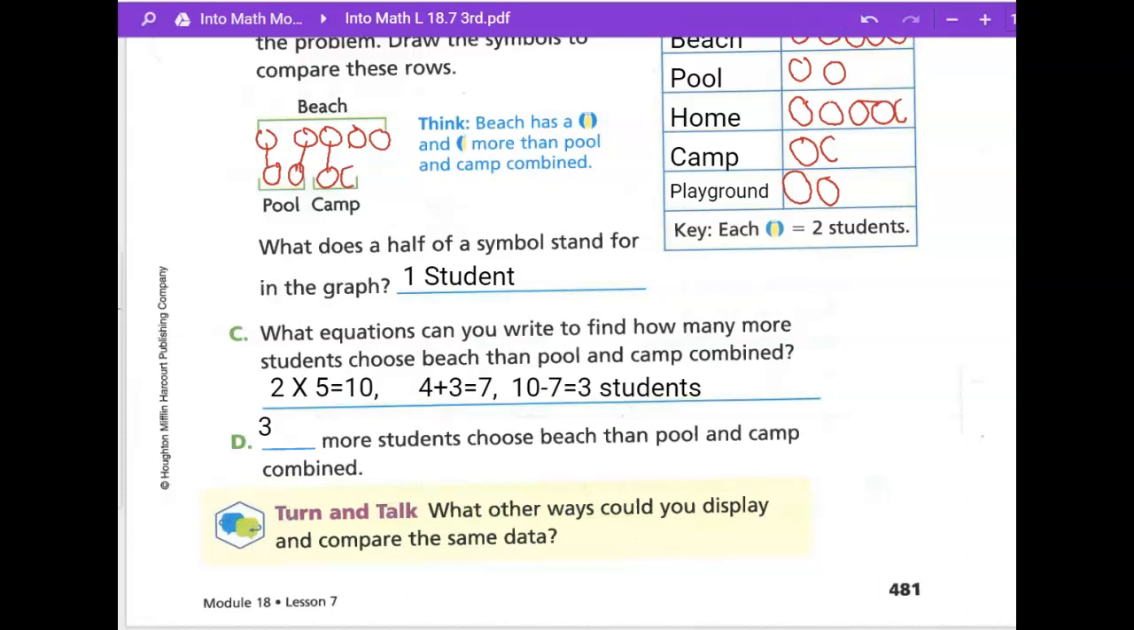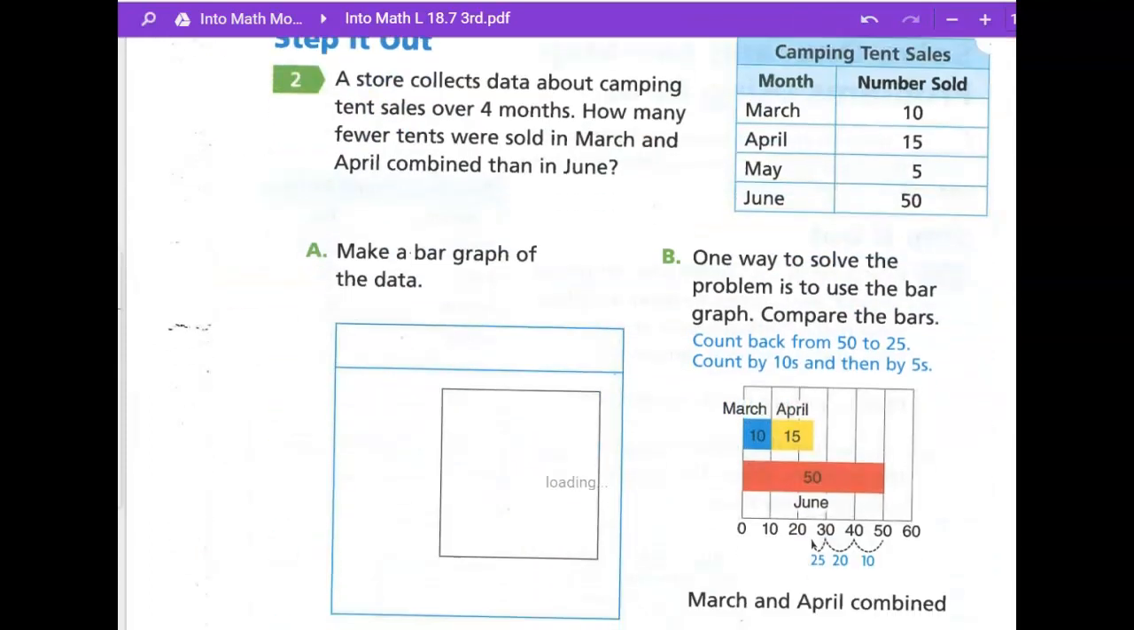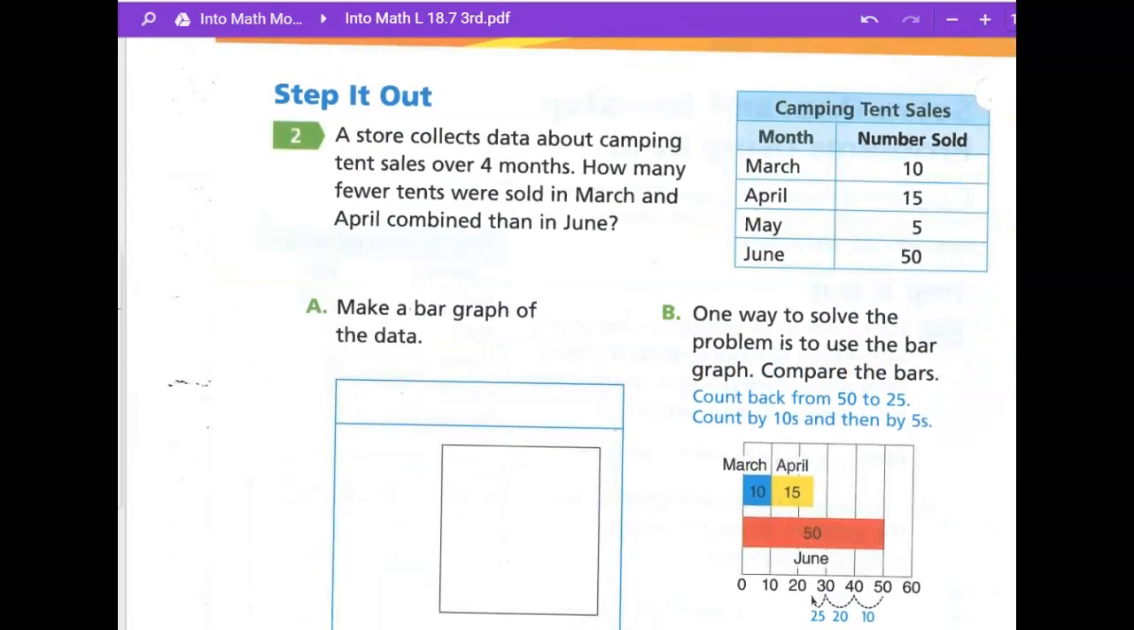Let's go ahead and flip to our next page. What kind of graphs are we looking at on our next page? What kind of graphs are those called? Bar graphs. A store collects data about camping tent sales over 4 months. So tents that you would take camping. And how long do they do it for? 4 months.